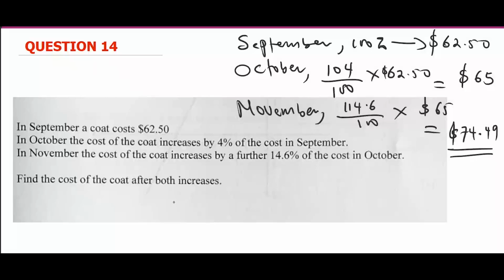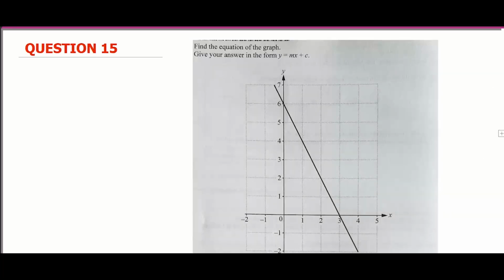So the cost of the coat after both increases will be $74.49, and in this case you can approximate it to 3 significant figures, and that will be $74.5. That will be the value. Okay, so let's go to question 15 now.